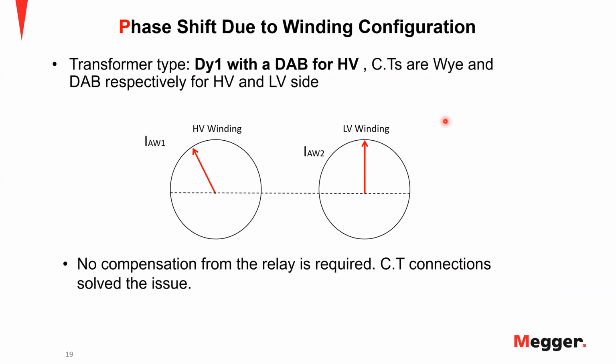But the CTs are connected in the opposite type, which is Y and delta on the high and low sides respectively. So the currents coming out of your CTs to the relay are now compensated, which means the relay does not need to perform any internal compensation. The CT connections actually helped us take care of this challenge.